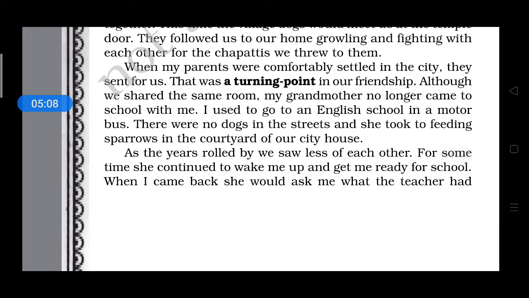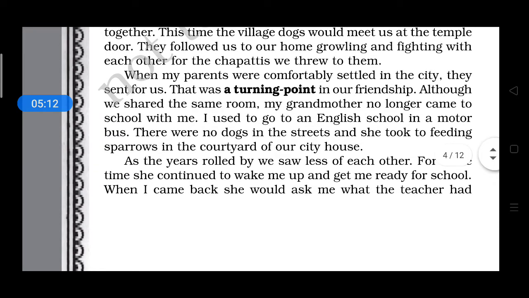Next, when my parents were comfortably settled in a city, they sent for us. That was a turning point in our friendship. In our friendship means the grandmom and the author. Although we shared the same room, my grandmother no longer came to school with me.